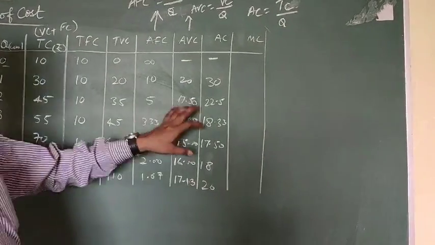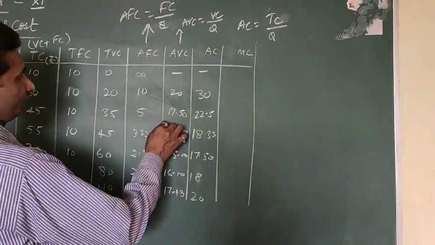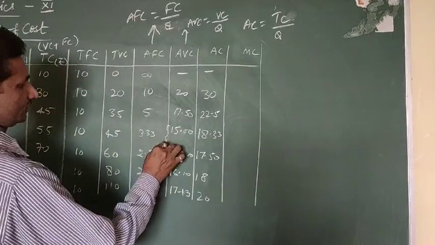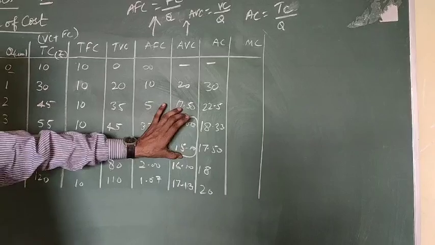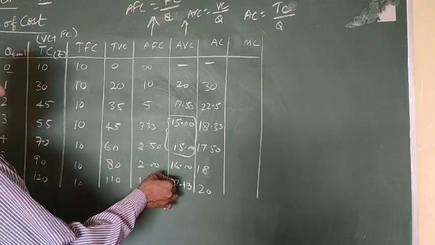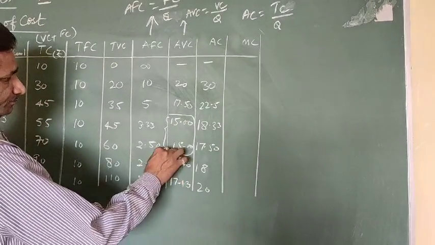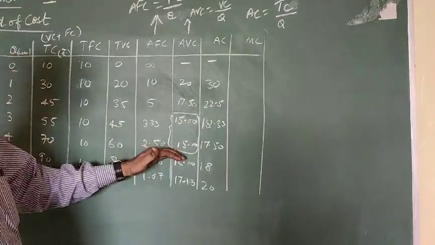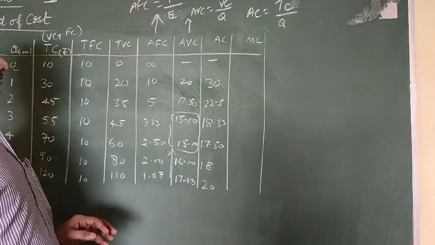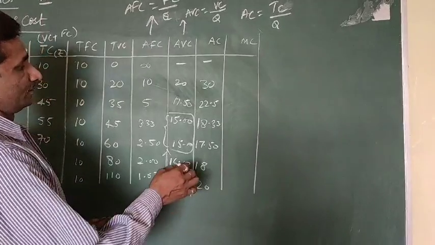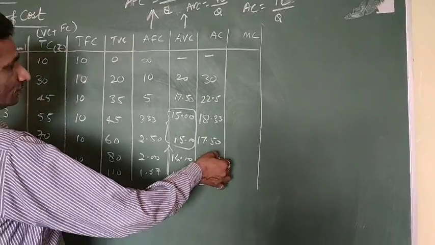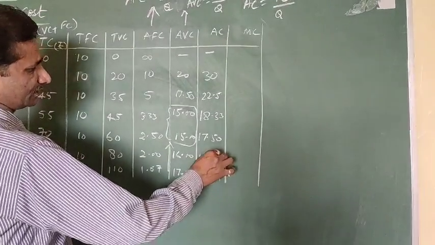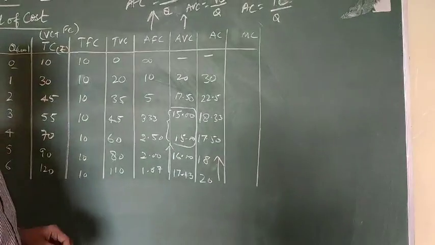In these two costs we come to know that at the 3rd and 4th unit average variable cost is the same, and after that it is increasing from 15 to 16 and 17. Same here, after the 4th unit of production the average cost starts increasing or rising.